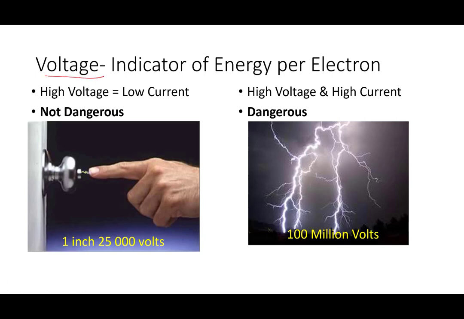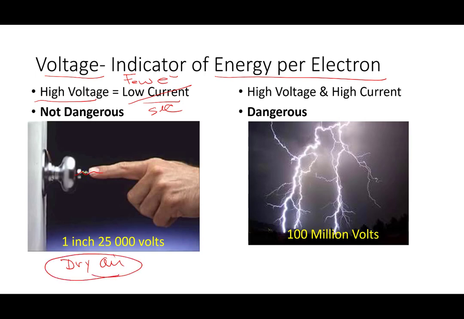Voltage is an indicator of the energy per electron. So it's possible to have a very, very high voltage but low current, so few electrons are going to pass a point per second. The classic example of this is a spark jumping from your finger to a doorknob. It takes 25,000 volts to jump 1 inch in dry air. And it might look like a lot, but that's not going to stop your heart. That's not going to mess with your pacemaker. That is not an awful lot of voltage.